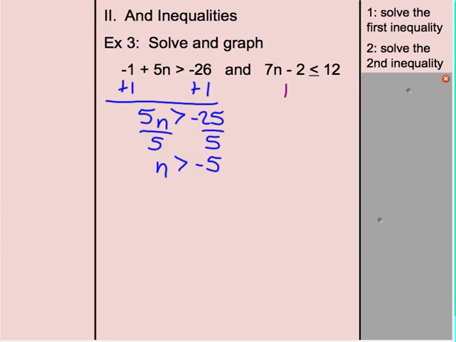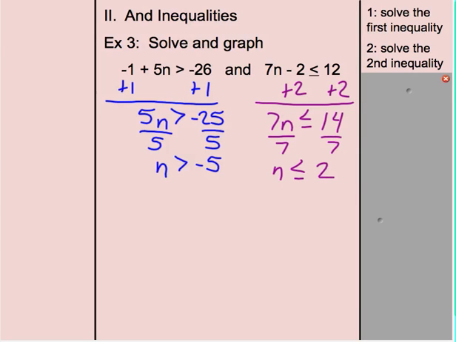So I'm going to add 2 to both sides. 7n is less than or equal to 14. Dividing by a positive 7, I get n is less than or equal to 2. Once you have solutions for both inequalities, then you graph with the process that we already looked at.